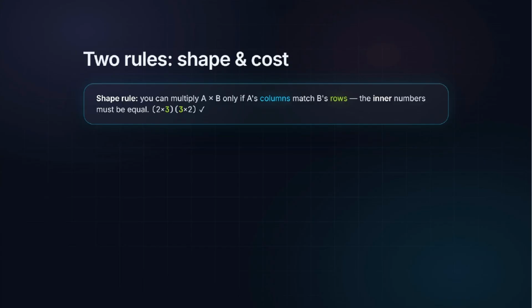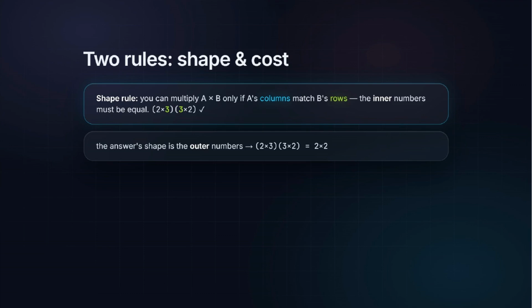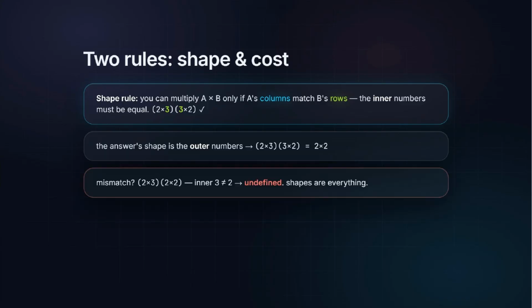Two practical rules before we step inside a model. First, the shape rule. You can only multiply A by B if A's columns match B's rows. The inner numbers must be equal. When they match, the answer shape is the outer numbers. A 2 by 3 times a 3 by 2 gives a 2 by 2. If the inner numbers don't match, 2 by 3 times 2 by 2, the multiplication is simply undefined.